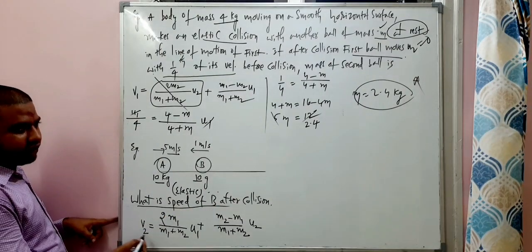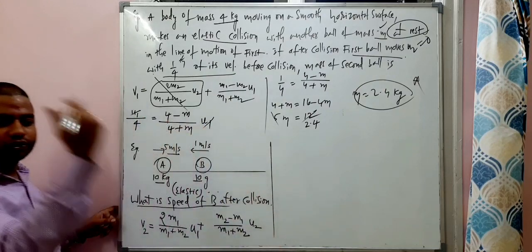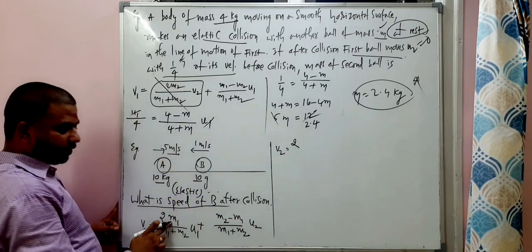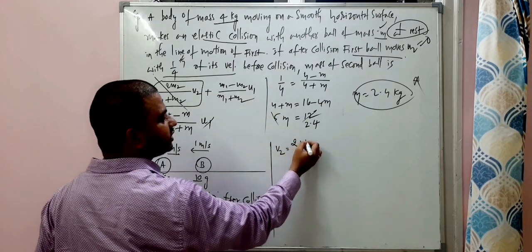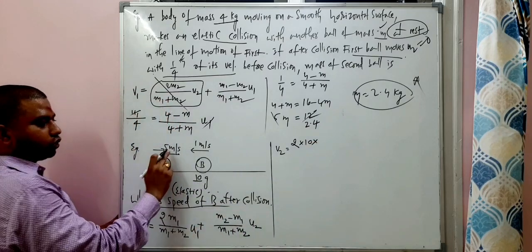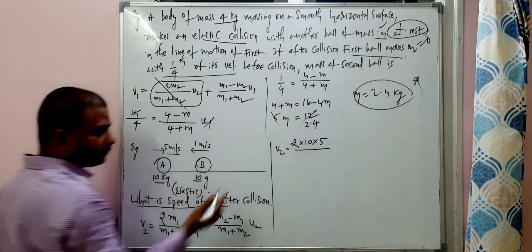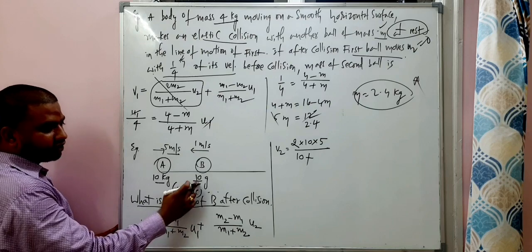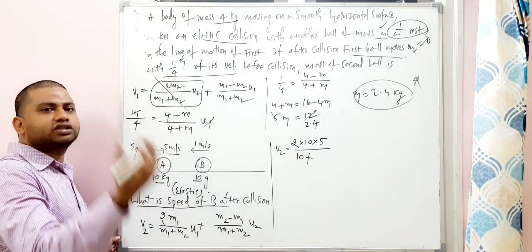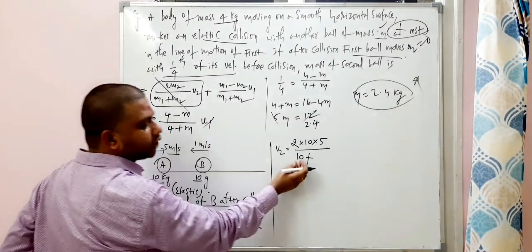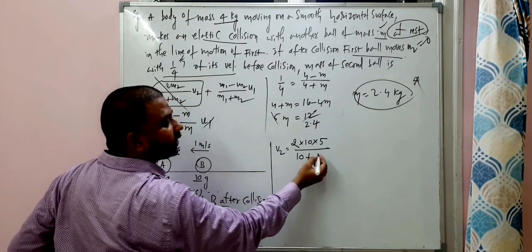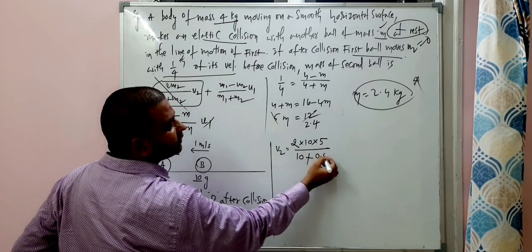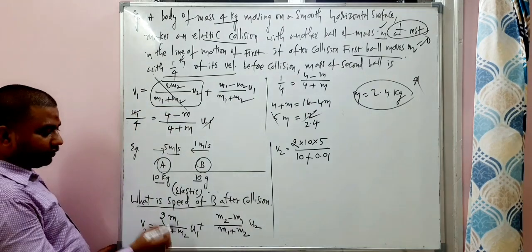Simple. Speed of the second body after the collision, we substitute one by one. So V2 is equal to 2 into M1. M1 is 10 kg into U1. U1 is 5 meter per second, divided by the mass of the first body, 10 kg, plus the mass of the second body, 10 grams. These 10 grams must be converted into kilogram because we are taking kilogram. 10 gram, so it is 10 by 1000. I can write it as 0.01 kg, right?